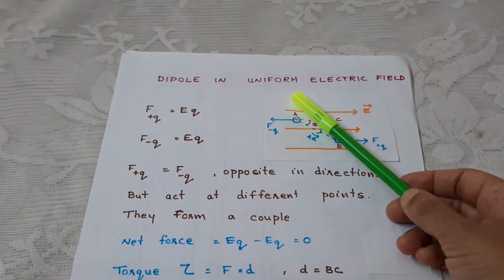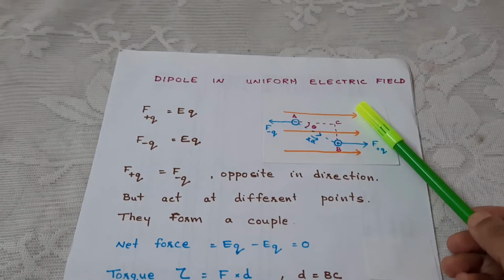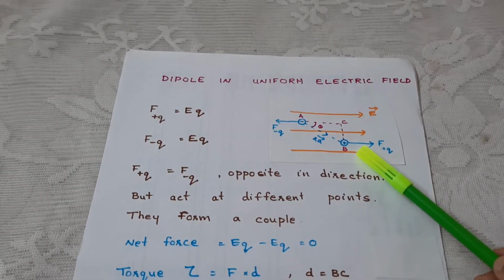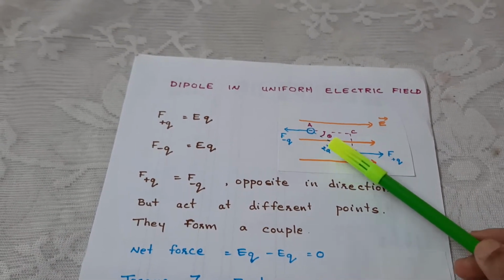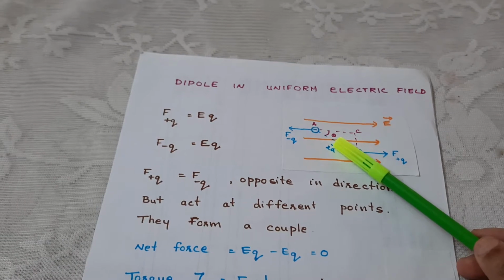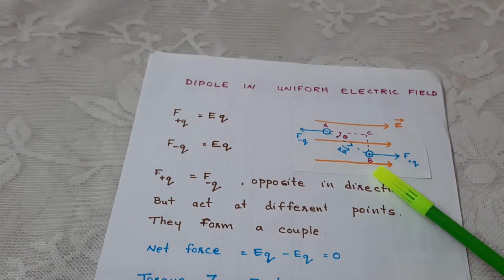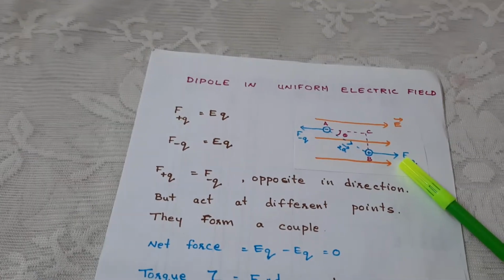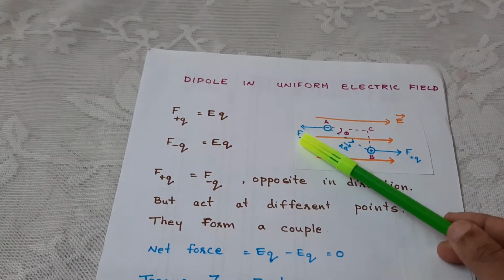In this class, let us learn about dipole in uniform electric field. Consider a uniform electric field and a dipole kept with its axis making an angle theta with the field. The positive charge will experience a force in the direction of field and the negative charge will experience a force in the opposite direction.